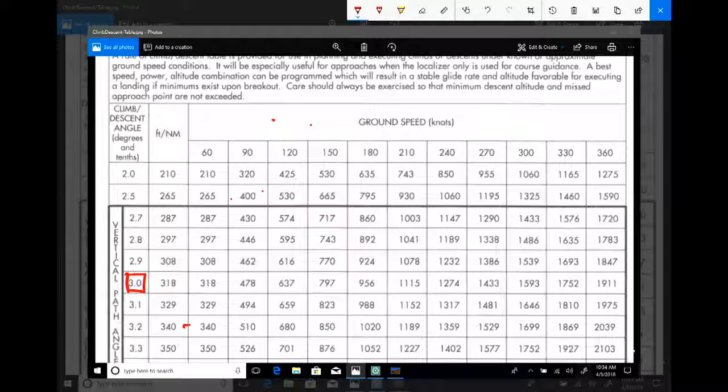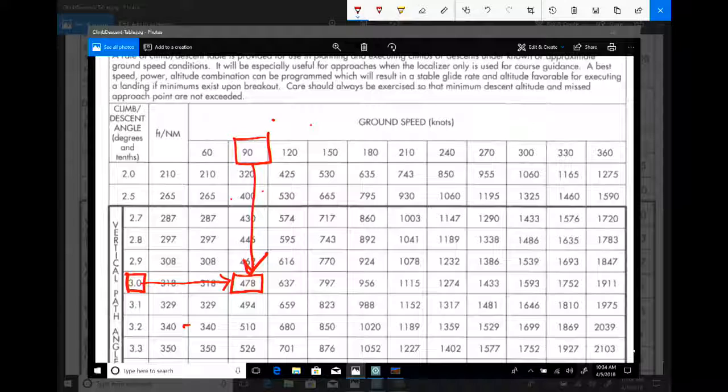So let's look at this again. If we think, okay, here's our 3 degrees on our approach, and we have our ground speed of 90, that 3 degrees means that we are going to be descending at approximately just under 500 feet per minute. So if we are just under 500 feet per minute on our VSI at 90 knots, that produces a nice 3 degree glide slope.